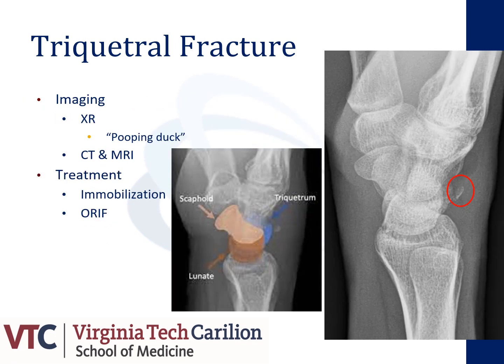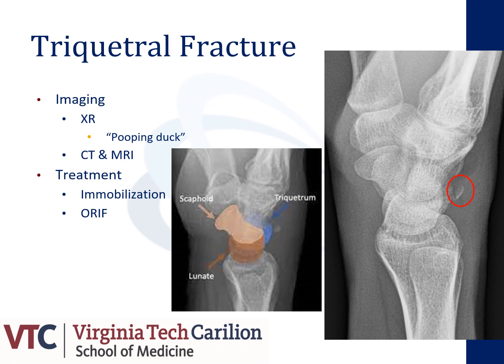Of course, when evaluating for a triquetral fracture, you'll obtain an x-ray. I think the most common x-ray you'll see on an exam will be this lateral image, which depicts the famous pooping duck sign. What you'll have to know is that not only does this image depict a triquetral fracture, but you'll have to know the ligament associated with this fracture fragment, and that is most commonly the dorsal radiotriquetral ligament.